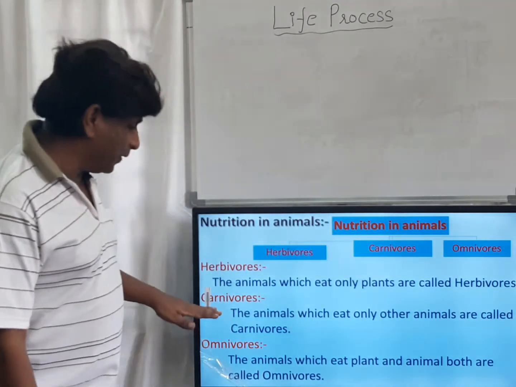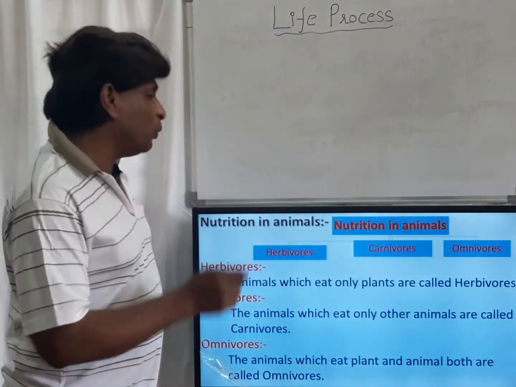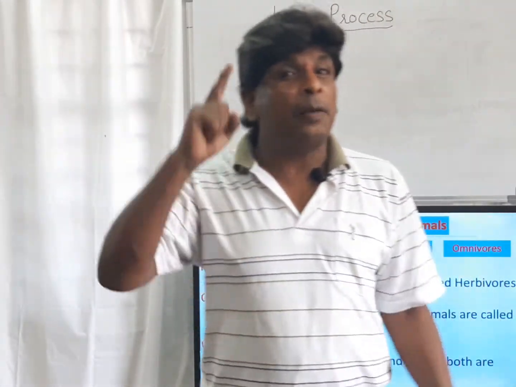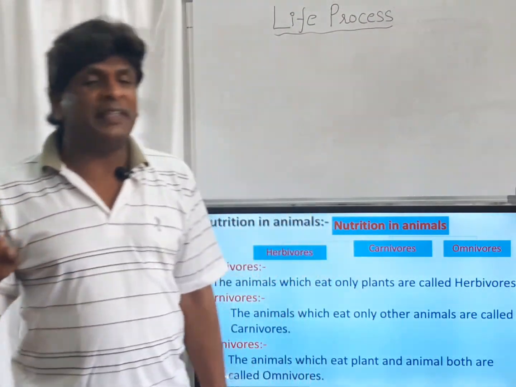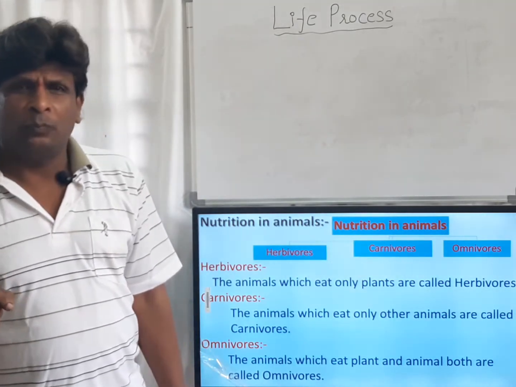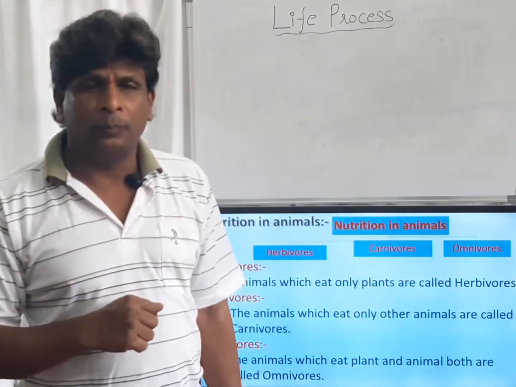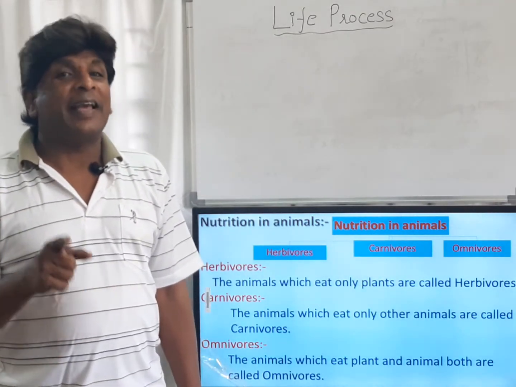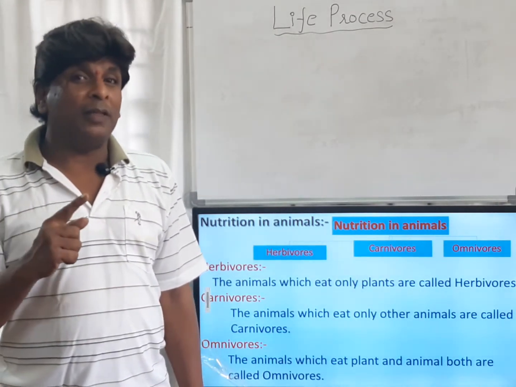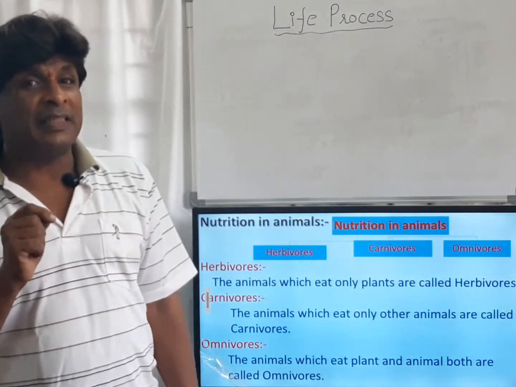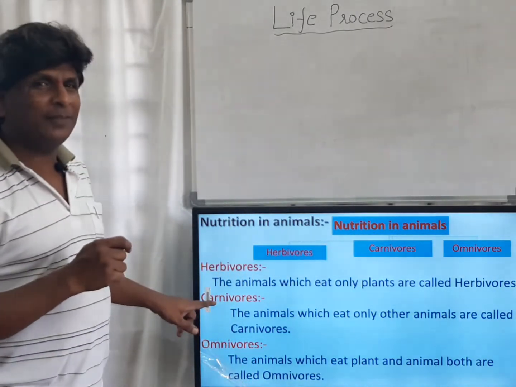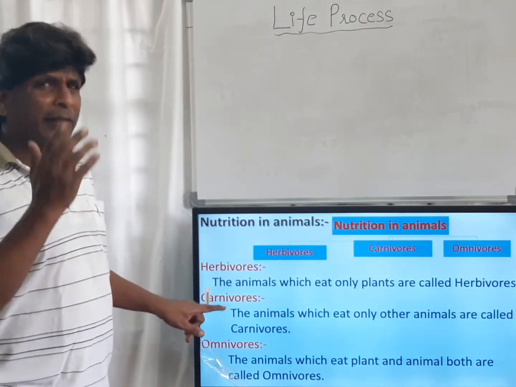Next, carnivorous: the animals which eat only other animals, not vegetarian. They are purely non-vegetarian. For example, the tiger, which eats only animals, not plants. This type of animals we call carnivorous. They eat only other animals.